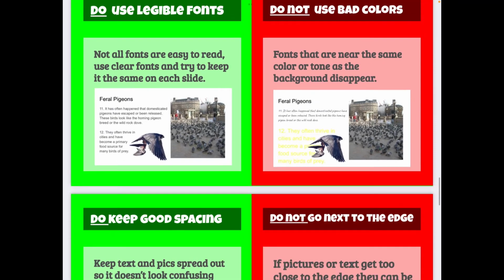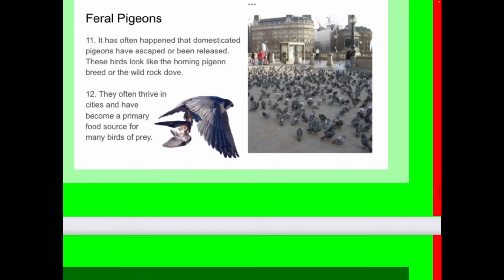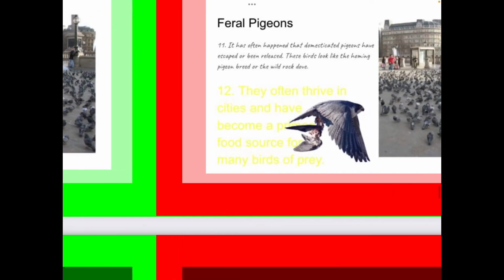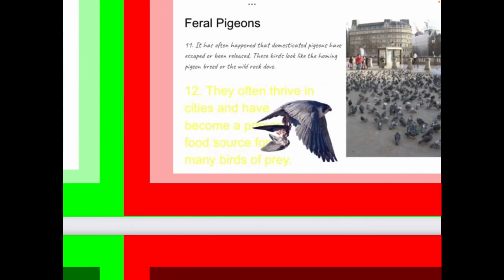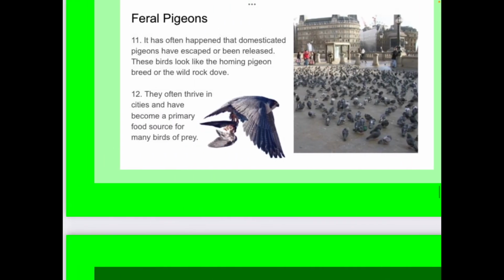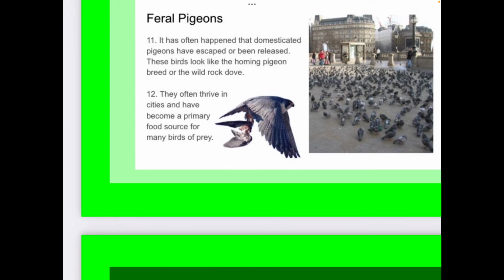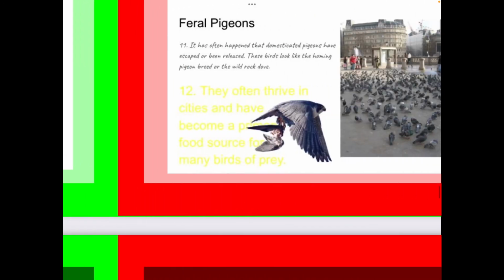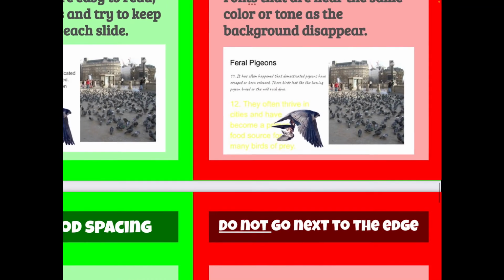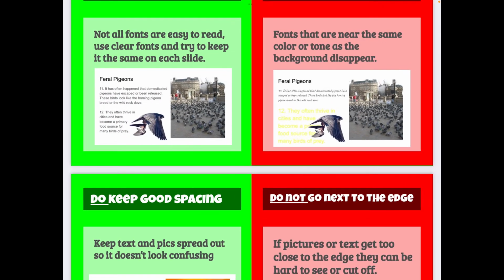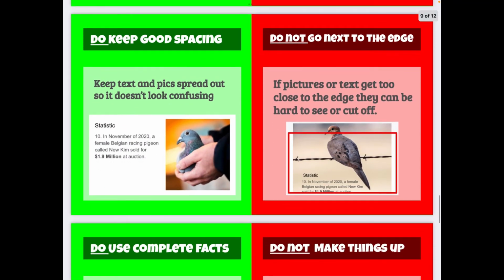We want to use clear fonts that are easy to read and well spread out. So some fonts get too loopy and curvy and tiny. And other times when you change the font color, if it's too similar to the background color, it starts to disappear, and that's really annoying and hard to see, especially when we project things. When we project things, the fonts aren't as bright as they are on your device.